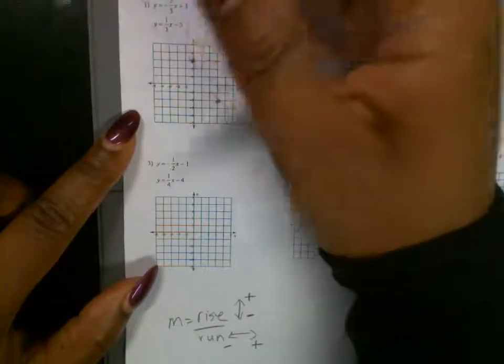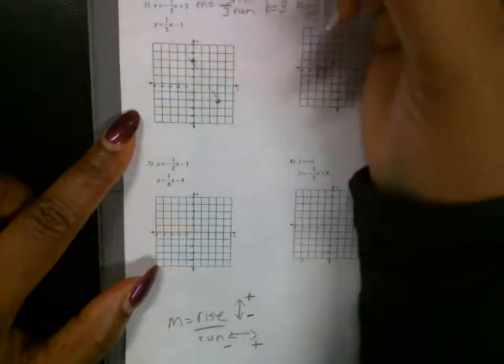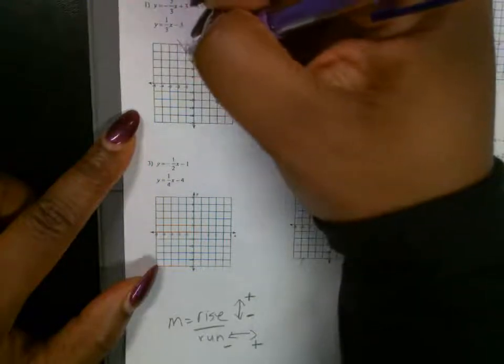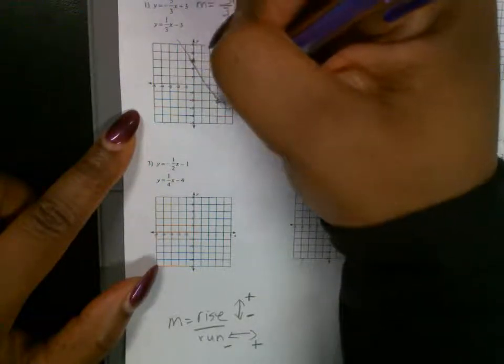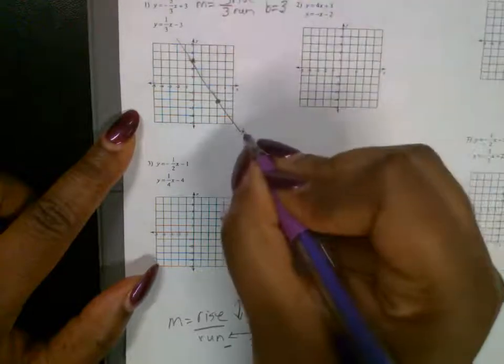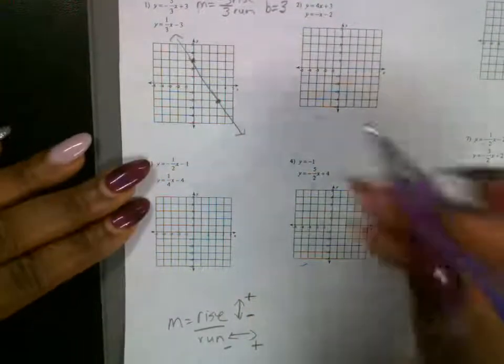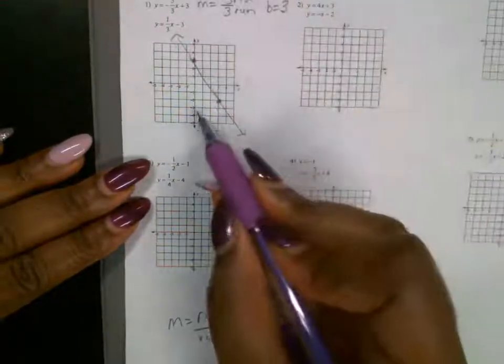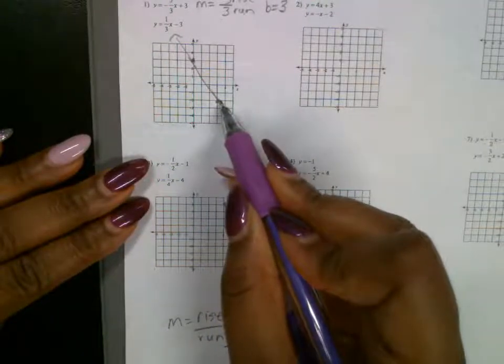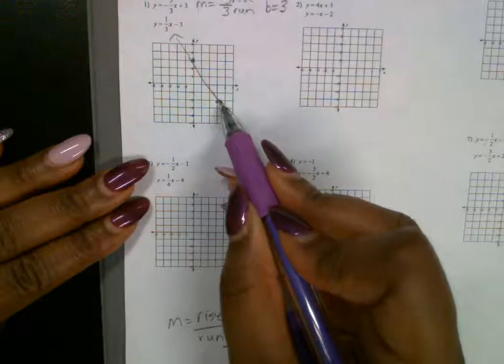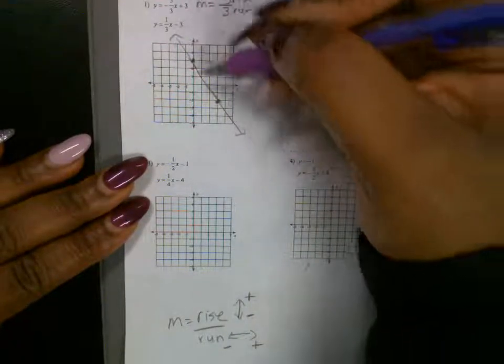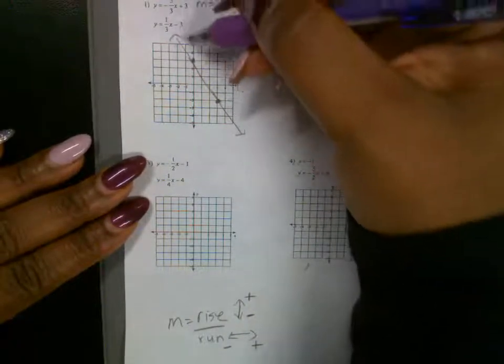Isn't 5 over 3 a negative? It is negative. That's what she went down. 5 over 3 is going to be negative 5 over 3. Yeah, we went down 5, and then we went positive 3 to the right. You see how the line is going down? The line is going down. This is a negative slope.